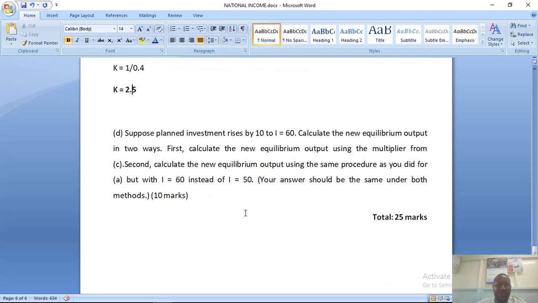So let's look at part D of the question. It says, suppose planned investment rises by 10 to investment equals 60. Now remember that the investment was 50, now the investment is 60. Calculate the new equilibrium output in 2 ways. First, calculate the new equilibrium output using the multiplier from C. What is this multiplier? This is the 2.5. Secondly, calculate the new equilibrium output using the same procedure as you did for A, using investment equals 60 rather than 50.